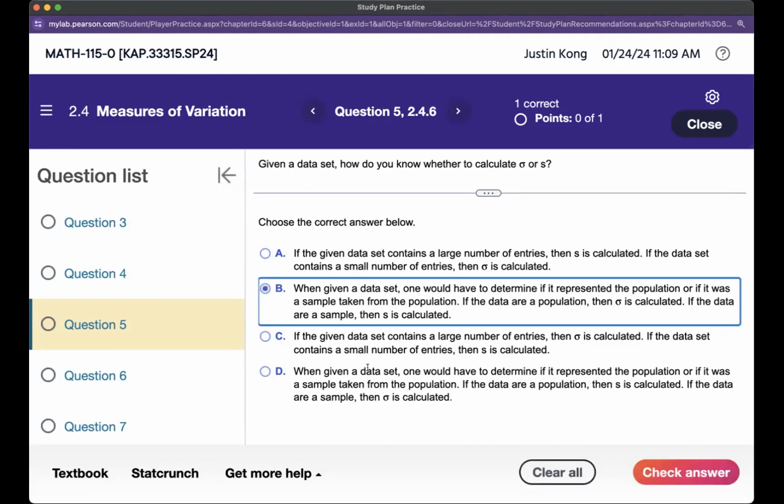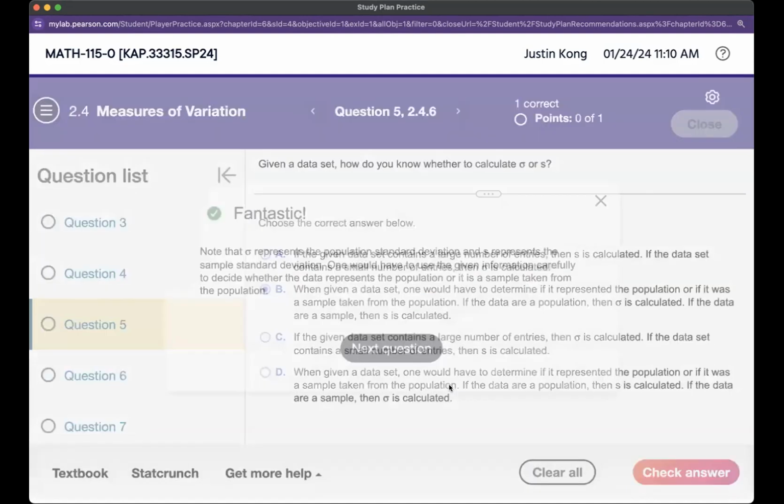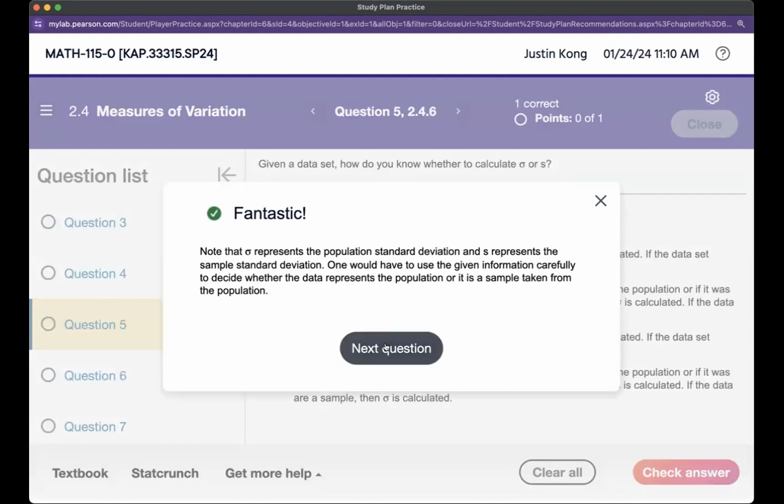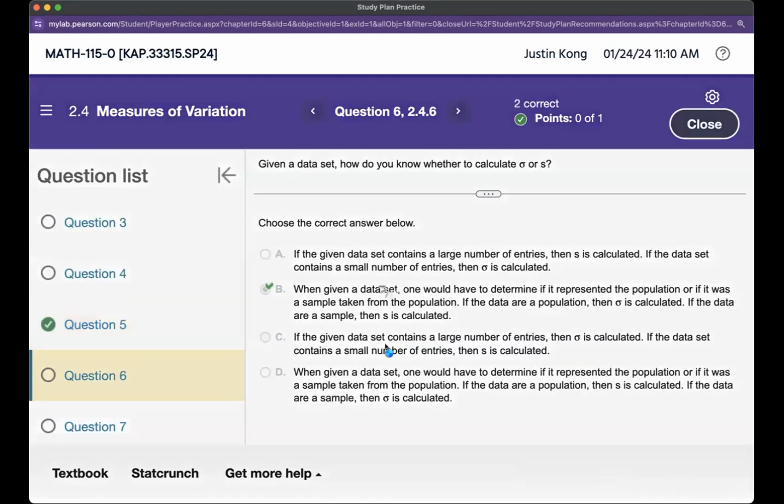Let's check the other ones though, to make sure there's nothing better. The data contains a large number of entries, sigma? That's not true. It's not a matter of large. You could have a very large sample and it'd still be S. Sometimes people got confused in the past with a sample of, say, thousands of data points. Even if your sample has thousands of data points, if it's a sample of the whole, it's still a sample. You'd still calculate S instead of sigma. Letter D, when given a data set, one has to determine if it represents the population or a sample. That's true. Population, then S, that's where they went wrong. So that's not the one. Yeah, sigma represents the population standard deviation, and S represents the sample standard deviation.